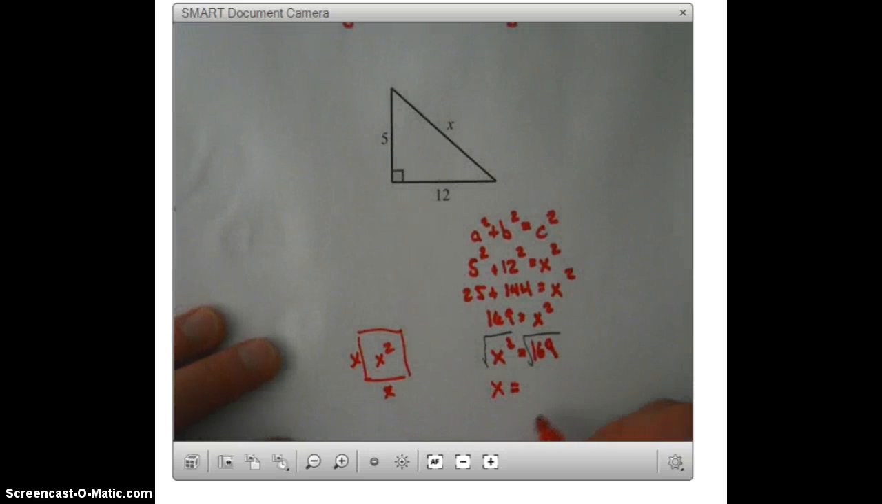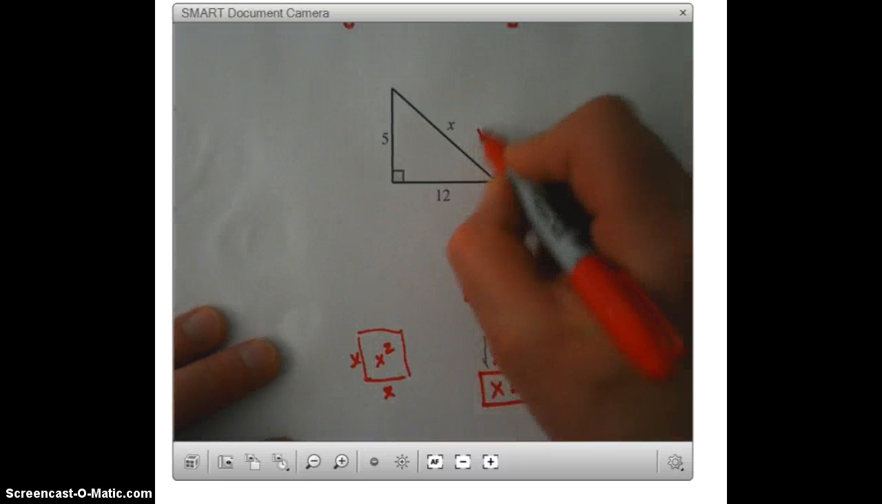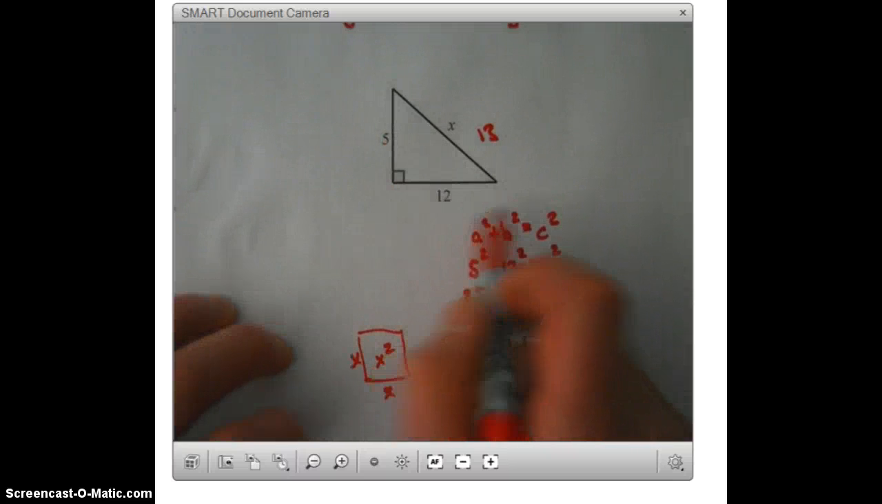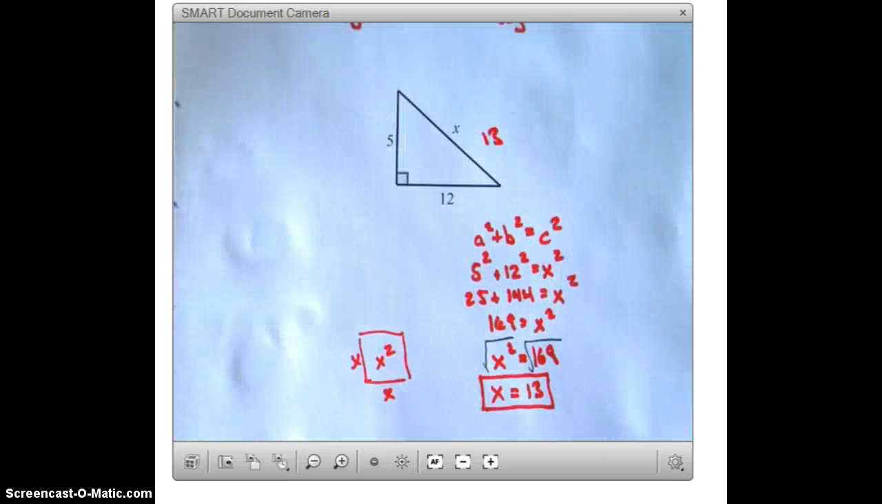169 happens to be a perfect square. The square root of 169 is 13, because 13 times 13 is 169. So at this point, we found our missing side. We have a hypotenuse of length 13. Now, if we come back here to the triangle, we could see that 13 is longer than 5 and 12, and that's because the hypotenuse is the longest side of the triangle. So let's take a look at one more example.